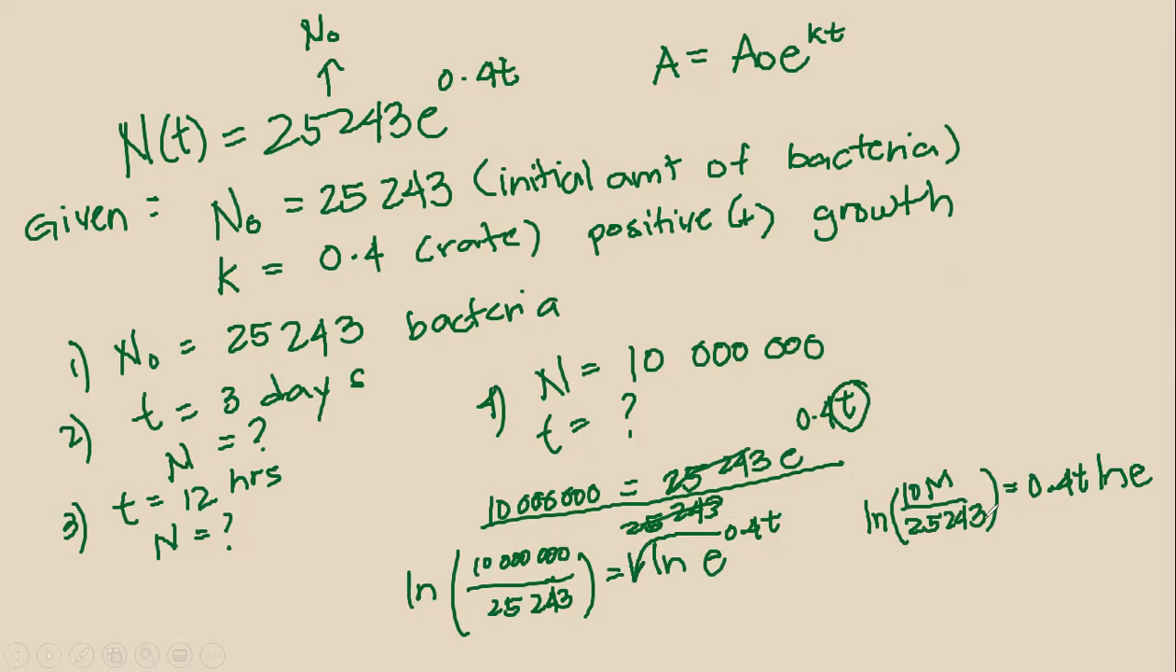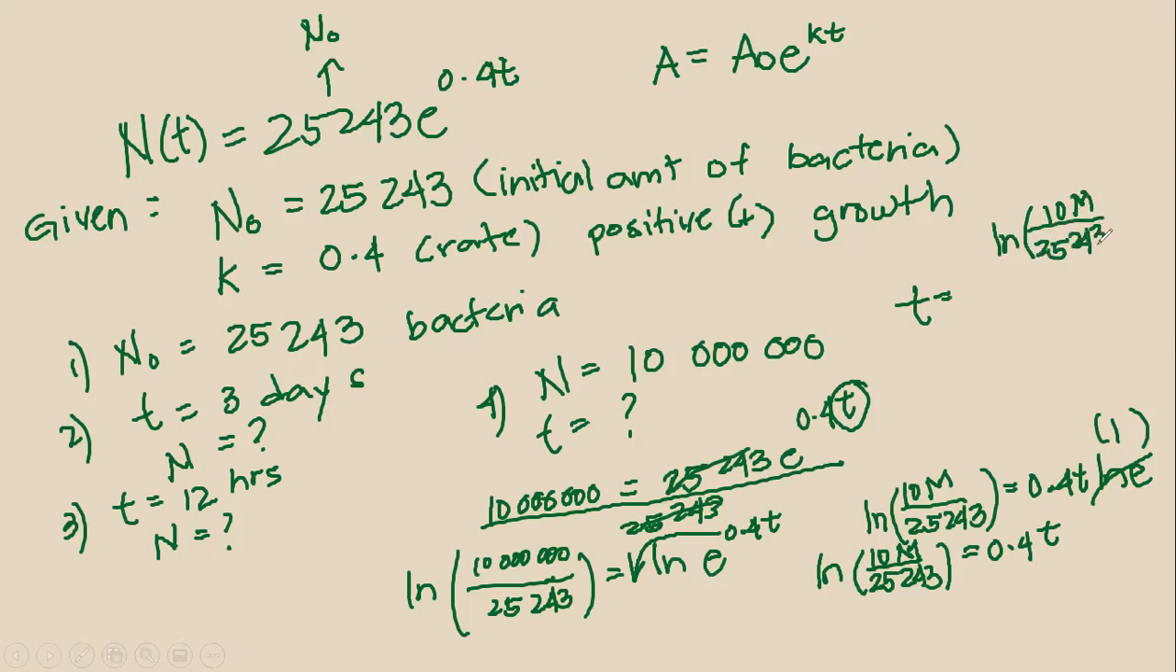Okay, so by rules of the logarithm, pwede nating gawin yon. So 0.4 t, then multiply to the natural logarithm of e. ln of e is just 1. Okay? So, 1 lang yung value niyan. So, pwede na natin siyang neglect or cancel. So, ang nabuo nating equation ay ln of 10 million over 25,243 is equal to 0.4 times t. Okay? So, ang final natin for our time is the natural logarithm of 10 million all over 25,243 divided by 0.4. Alright? So, meron na tayong time.